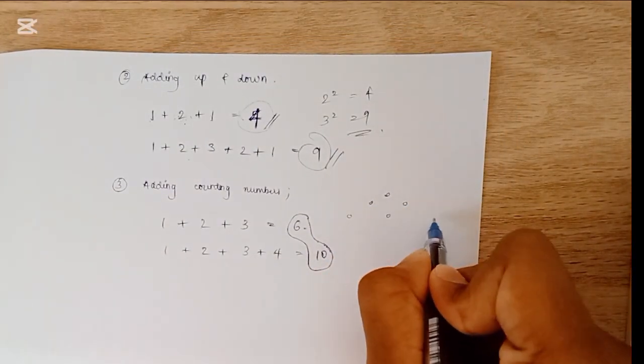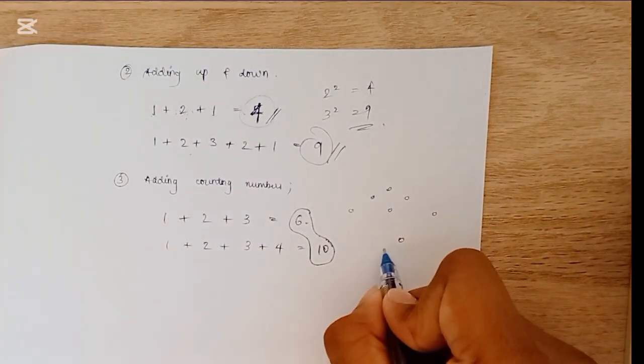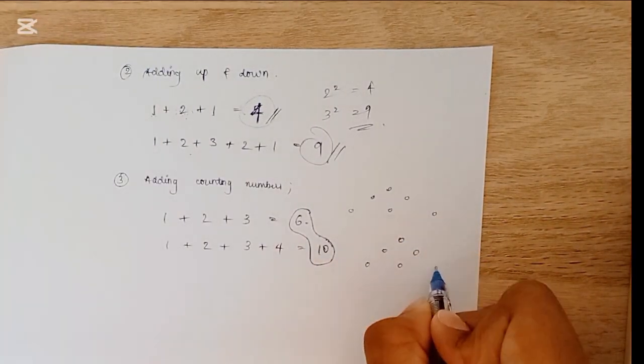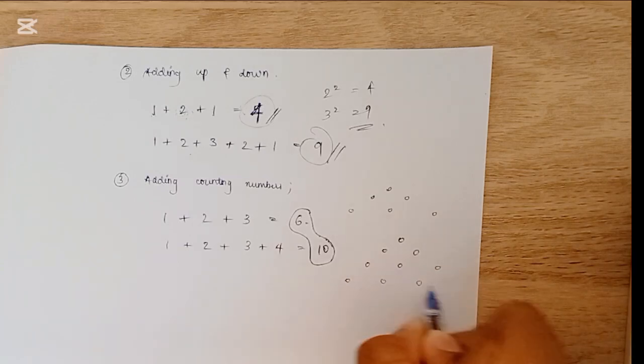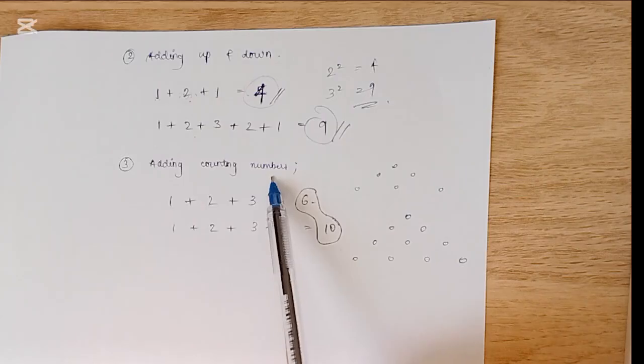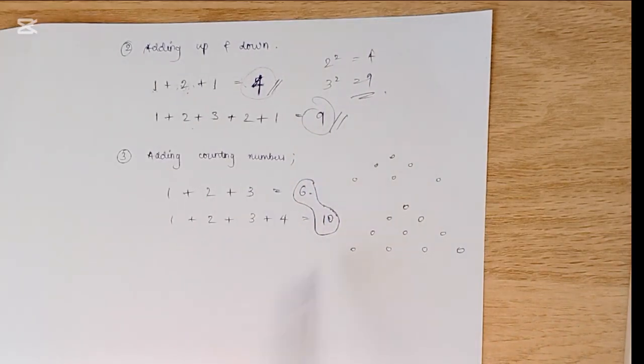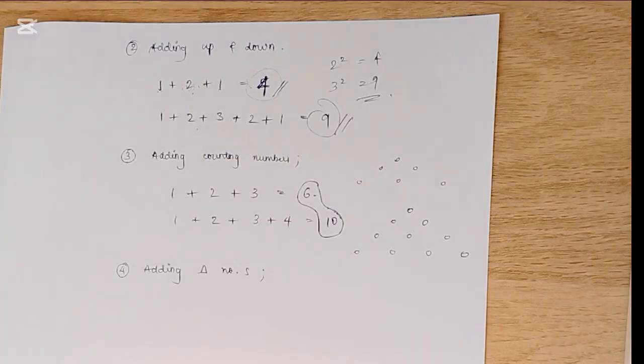1, 2, 3, 4, 5, 6. A perfect triangle. 10 can also make a perfect triangle. 1, 2, 3, 4, 5, 6, 7, 8, 9, 10. So when you add counting numbers, you get perfect triangle numbers.